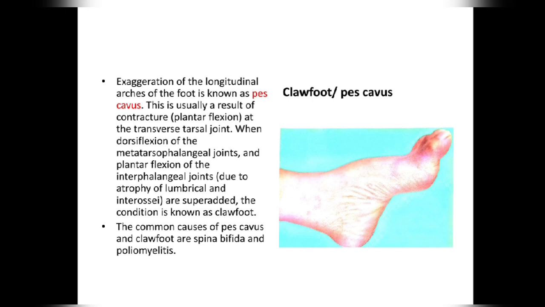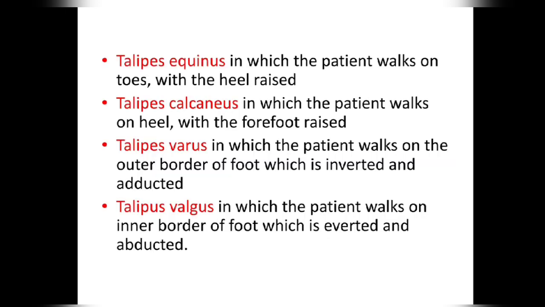Pes cavus. Exaggeration of the longitudinal arches of the foot is known as pes cavus. This is usually a result of contracture, plantar flexion at the transverse tarsal joint, where dorsiflexion of the metatarsophalangeal joint and plantar flexion of the interphalangeal joint due to atrophy of lumbricals and interossei are superadded. The condition is known as claw foot. The common causes of pes cavus and claw foot are spina bifida and poliomyelitis.